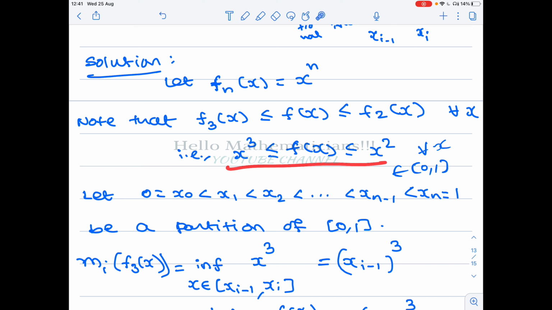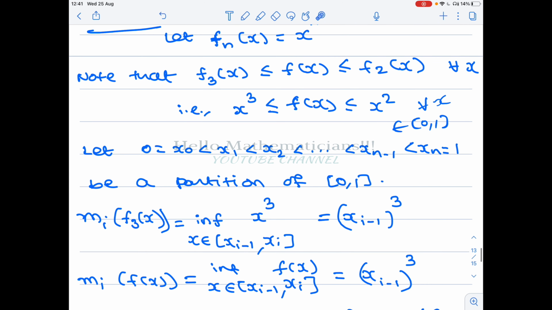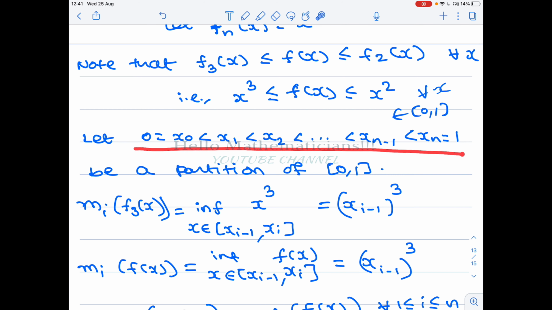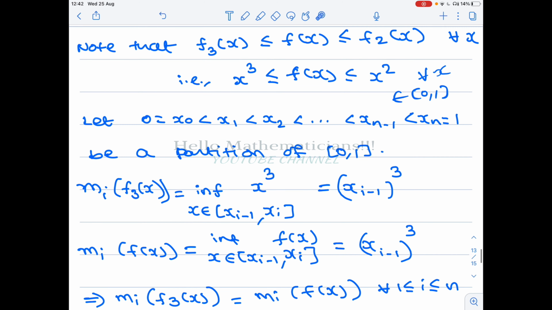We use this inequality to evaluate the lower and upper sums of these functions. So first we need to fix a partition of the interval [0, 1]. And what is m_i of a function? That is very important in Riemann integration. So m_i is the infimum of this function, f3 of x, which is x cube, in the ith part of the partition.